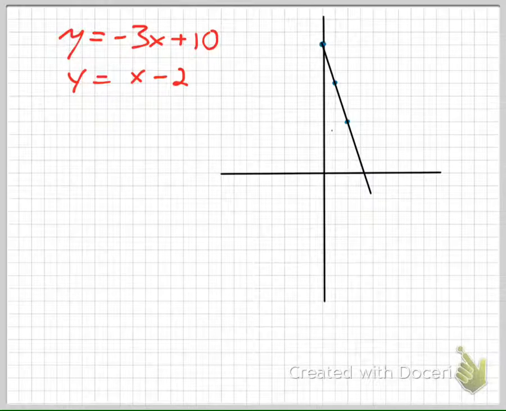It crosses at negative 2. And it goes up 1, so up 1 over 1, up 1 over 1. We'll draw it like this. There. And you can see in purple that they cross right here.